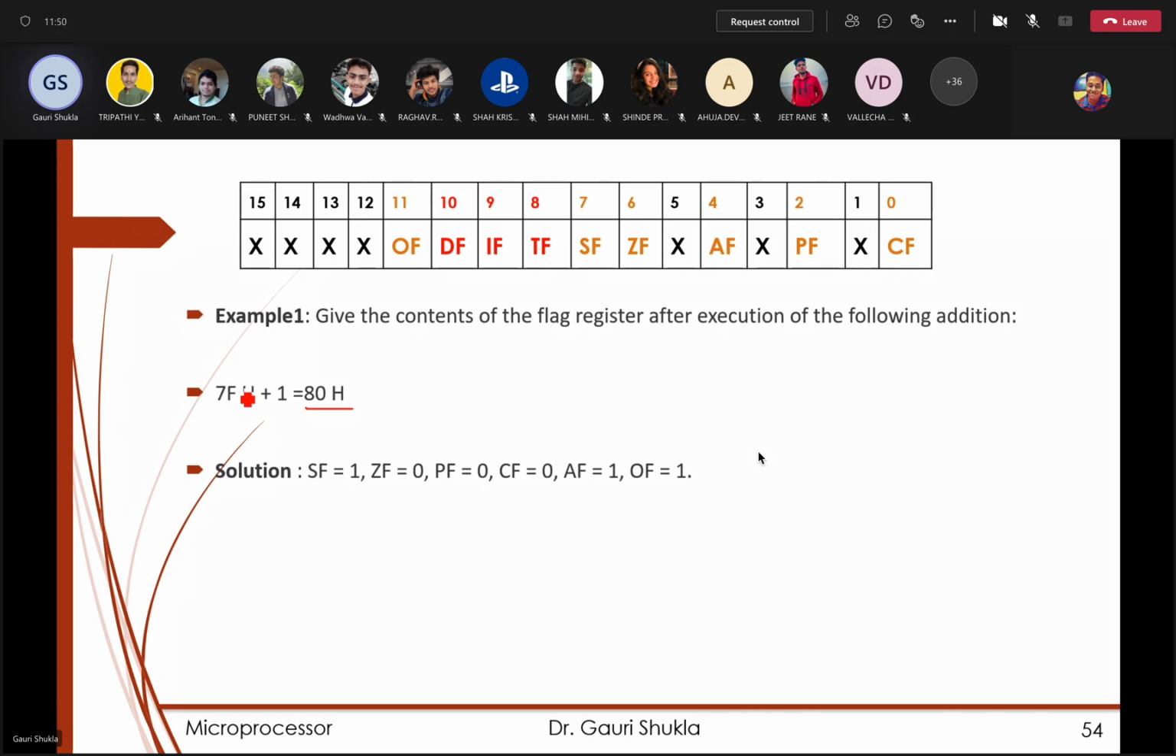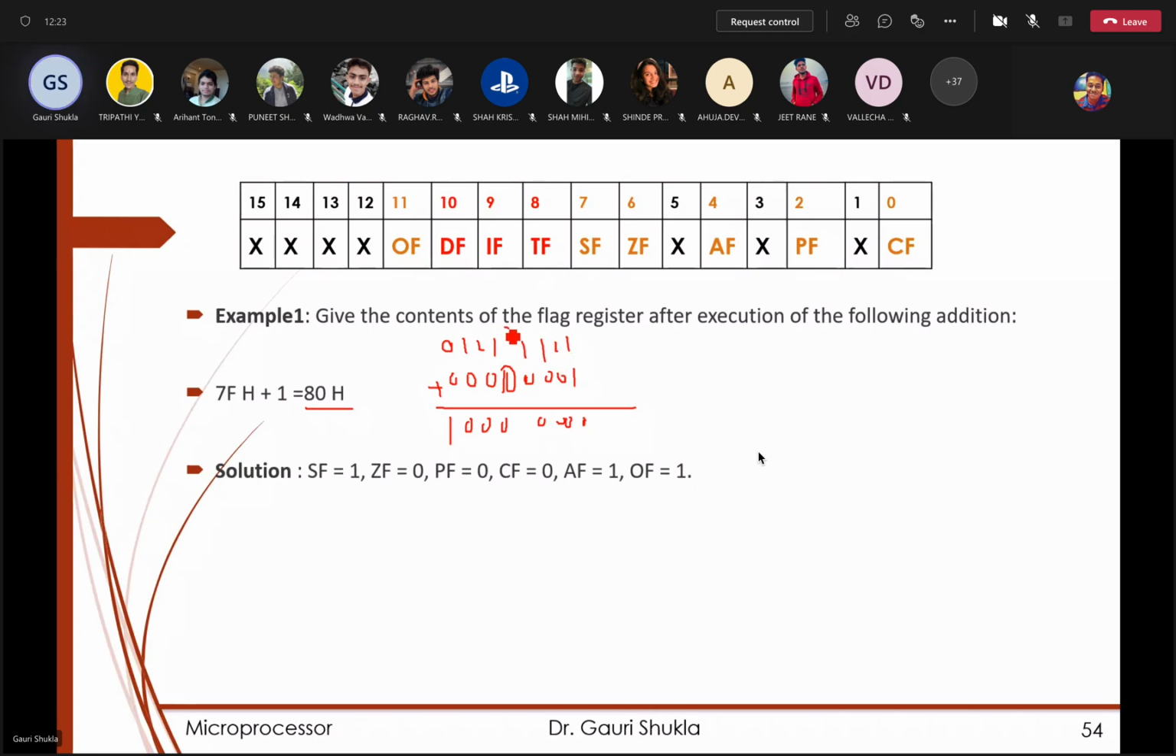I know I'm working with a positive number. I'm doing the addition. So 7F means 0, 1, 1, 1, and F is 1, 1, 1, 1, plus 1, which in hexadecimal is 0, 0, 0, 0, 0, 0, 0, 1. Okay. So if I add this, what am I going to get? 1, 0, 0, 0, 0, 0, 0, 0. So 1 plus 1 is 0, carry 1.